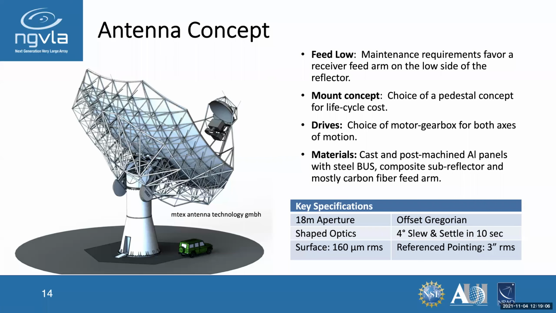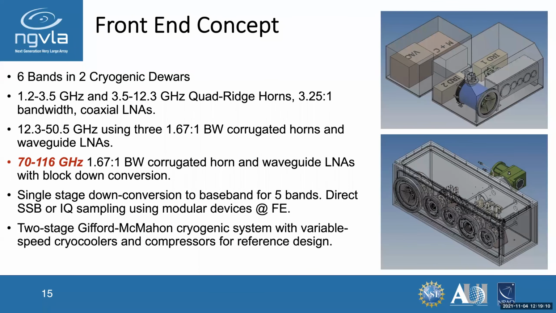The front end concept, as I mentioned, is 2 dewars and 6 bands. For the 2 lowest bands, we have quad ridge horns, so wide bandwidth, 3.4 to 1. Not maximizing sensitivity here. As I said, the telescope is really optimized to operate at 30 gigahertz, 1 centimeter. For bands 3 to 5, we have corrugated horns, so 1.7 to 1 bandwidth using waveguide LNAs. Our band 6 that Mark already mentioned, our highest band, goes from 70 to 116 gigahertz, again, corrugated horns with waveguide LNAs. For cooling, we're looking at a 2-stage Gifford-McMahon cryogenic system, although there's still an ongoing trade study to see if there are cost savings with Stirling coolers.